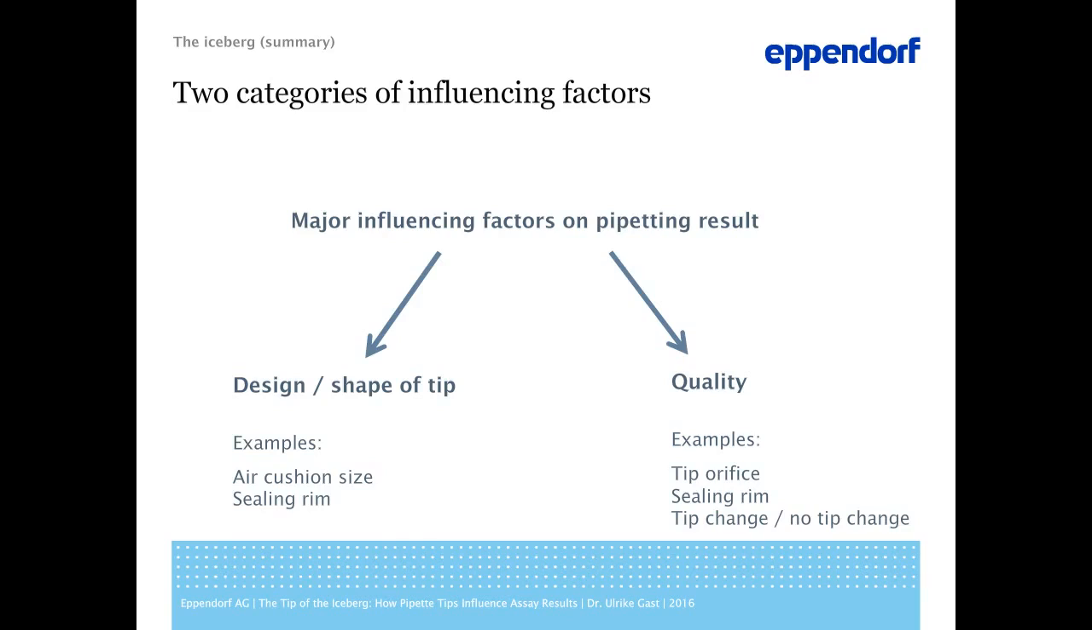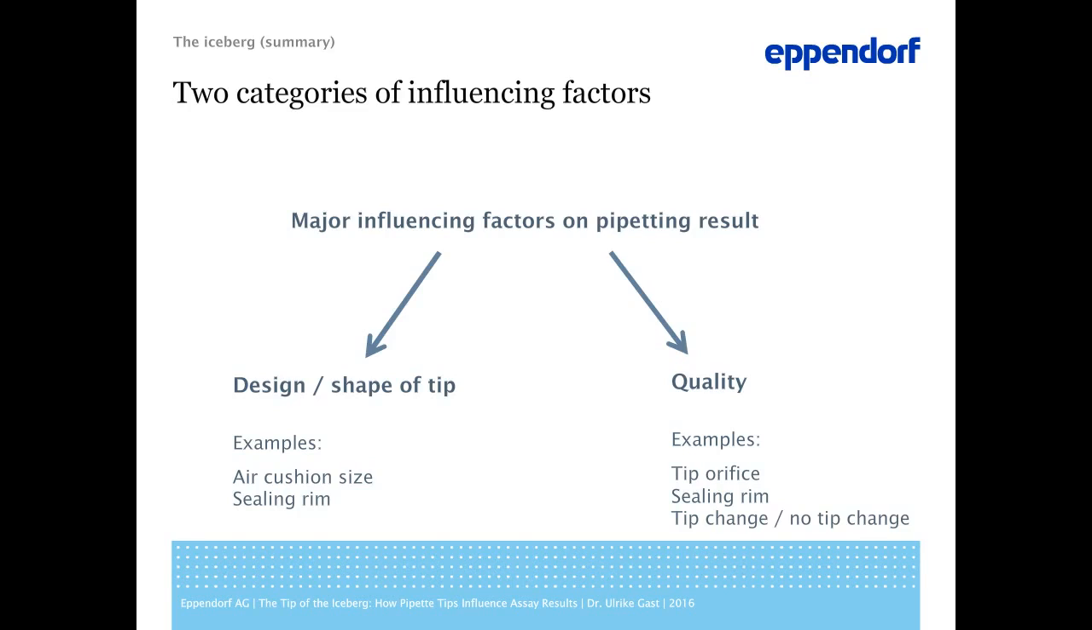There are much more influencing factors existing, but being less important. Thus, I would call these ones the big 4. However, you can break them down into 2 categories: design or shape-related influencing factors and quality-related influencing factors.